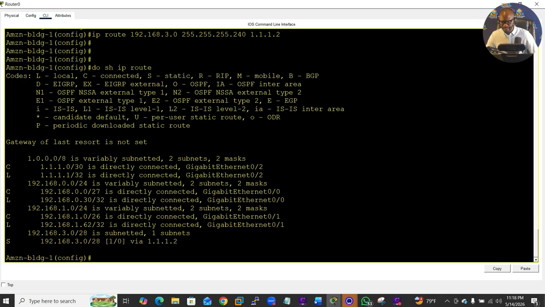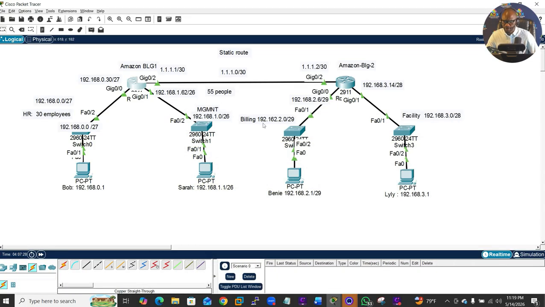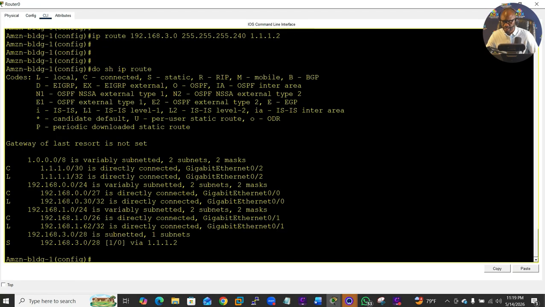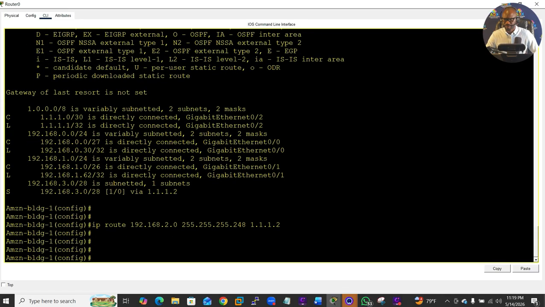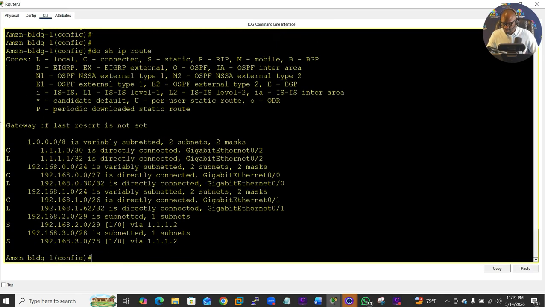Okay, and after that, in building 2, we have another network which was 192.168.2.0/29. We need to add that one as well. So we're going to say IP route 192.168.2.0 255.255.255.248 1.1.1.2. Enter. Now, if we repeat the show IP routes again, now we should have 2 entries with S, right?